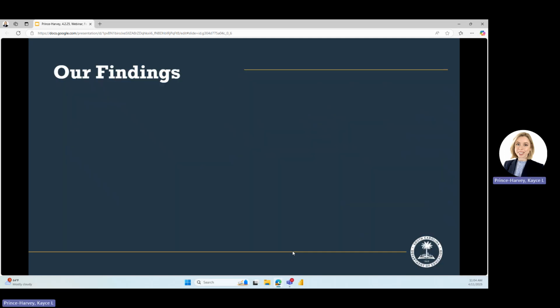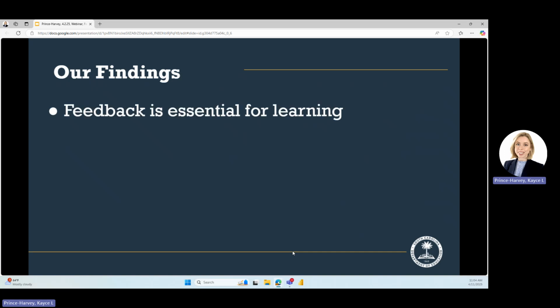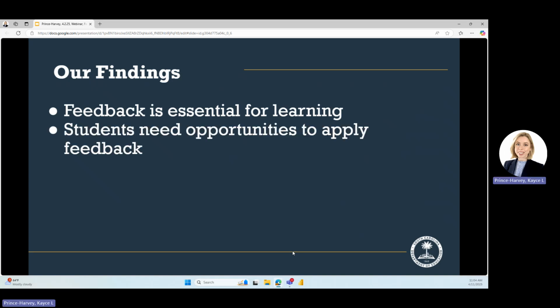So some of our findings from the article or set of articles is that first off, feedback is essential for learning. Additionally, students need opportunities to apply feedback. So not just to receive the feedback, but then also to apply the feedback to improve their work.